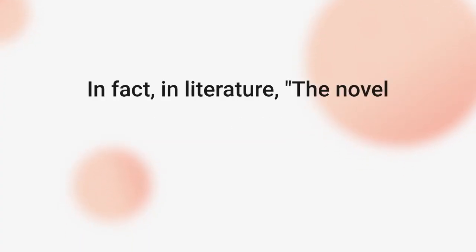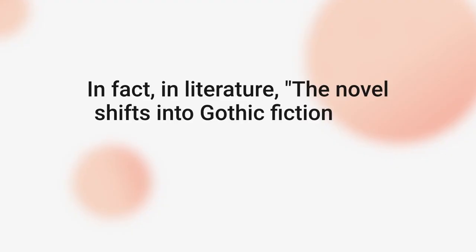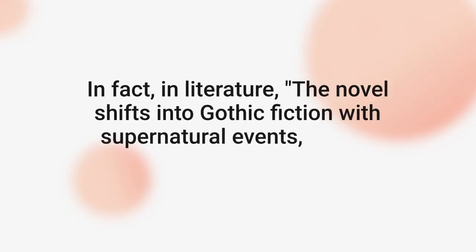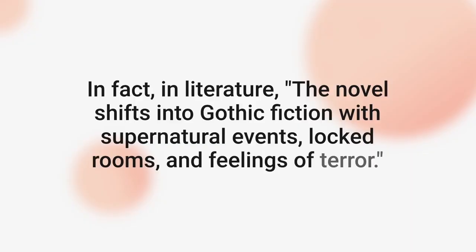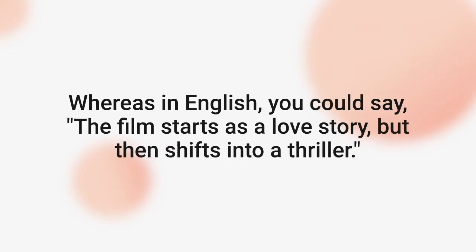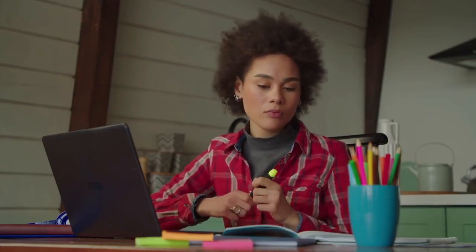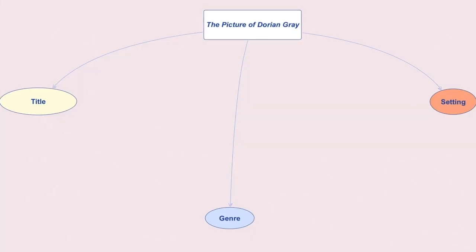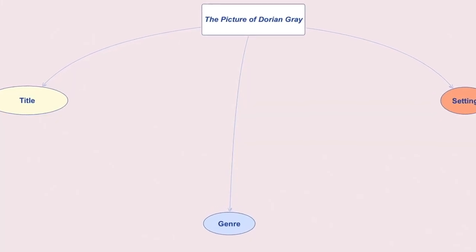It shifts into Gothic fiction. In fact, in literature, the novel shifts into Gothic fiction with supernatural events, locked rooms, and feelings of terror. Whereas in English, you could say the film starts as a love story, but then shifts into a thriller. This is exactly the kind of sophisticated language examiners love. Indeed. Let's sum up the genre on the map.